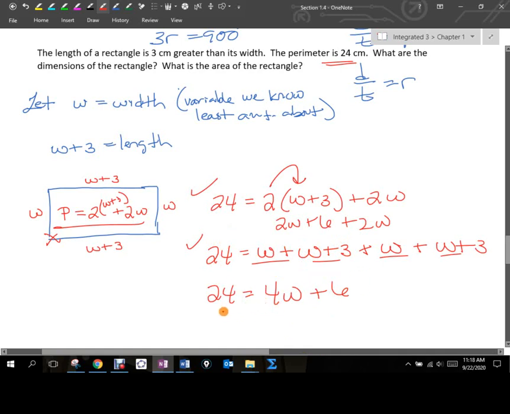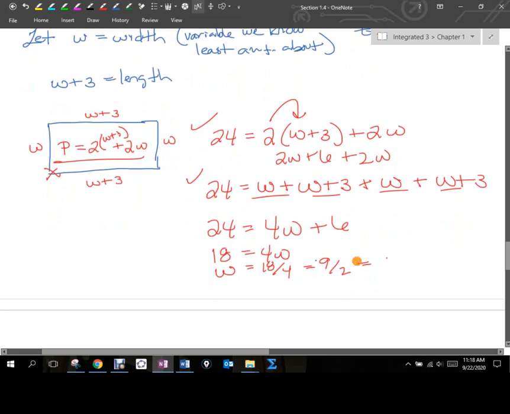So then we're going to subtract 6 from both sides. This gives me 18 is equal to 4W. W then is equal to 18 over 4. Reduces to 9 over 2, which, if we write it as a decimal, is 4.5, right? So that's W, that's my width.